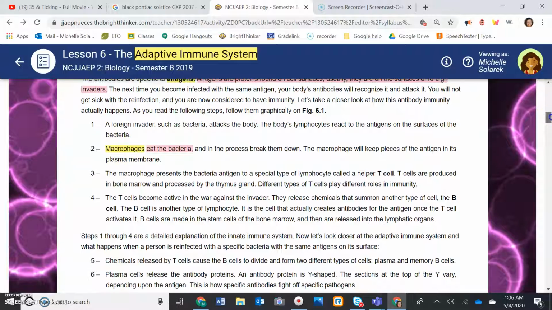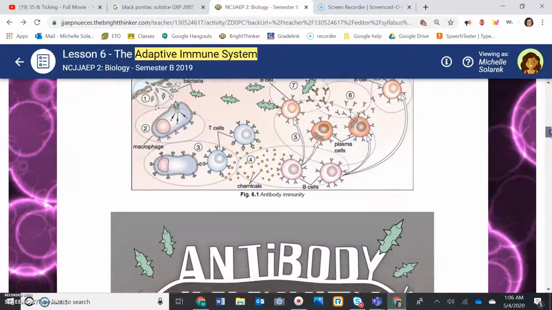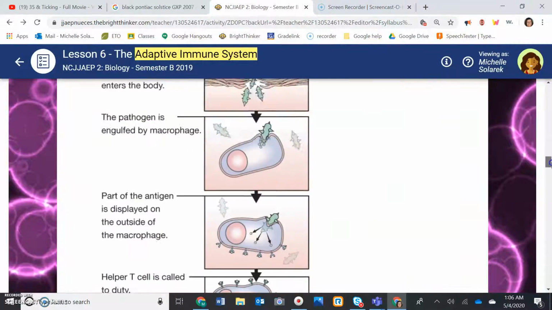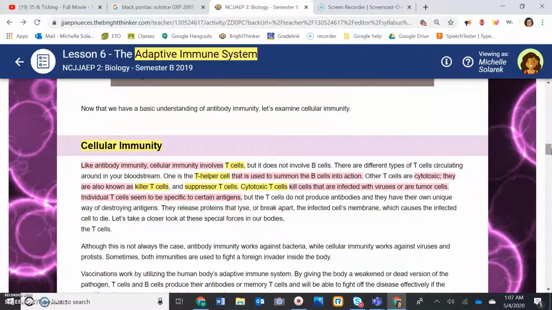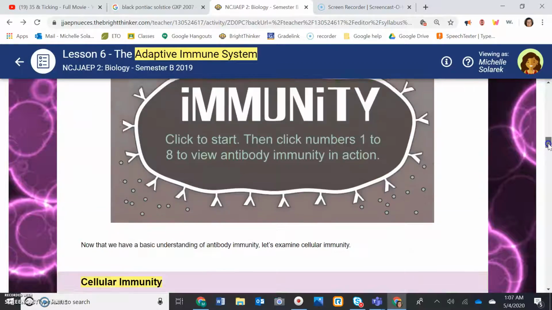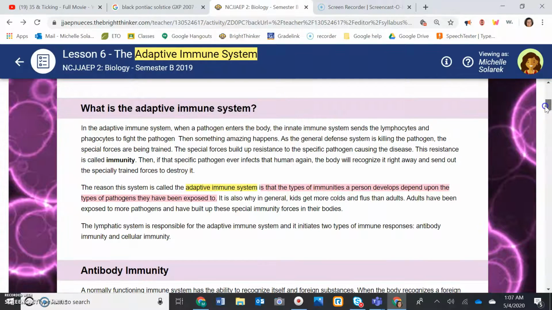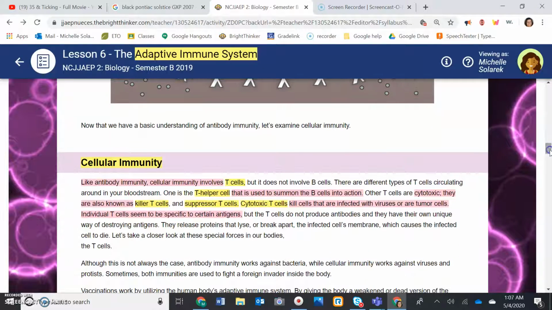So this is a little complicated, and we're going to skip over all this because it's easier to understand when you're in the classroom. And we still have to take a look at the cellular immunity. So there's 2 types of immunity. We have the antibody immunity and the cellular immunity. Like antibodies, cellular immunity involves what? T cells. Very good. Next question. What is used to summon the B cells into action? The T helper cells.